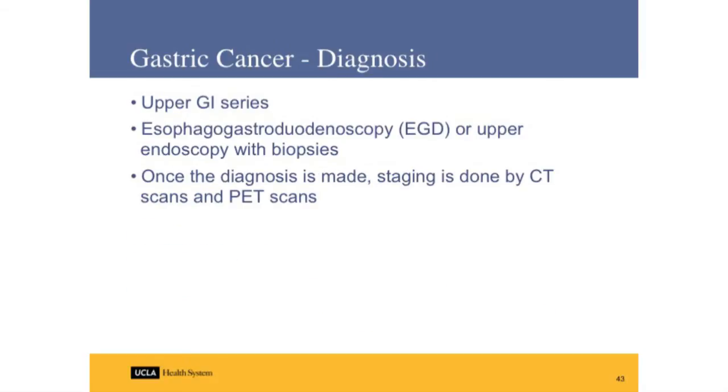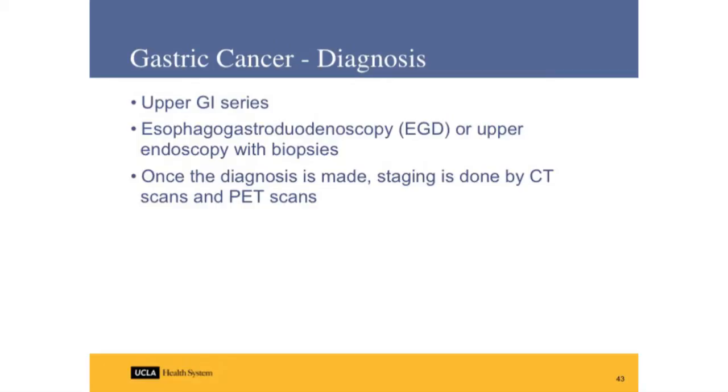To diagnose gastric cancer, if one suspects it, again, an EGD with biopsies is used. An upper GI series can also be used, which is a test that involves swallowing a dye, either barium or gastrografin, and then taking pictures. The dye goes through your esophagus, stomach, and then small intestine, and we can view all those structures. Once the diagnosis is made, again, we do staging with the same tests that were discussed before, so they include a CT scan and a PET scan.